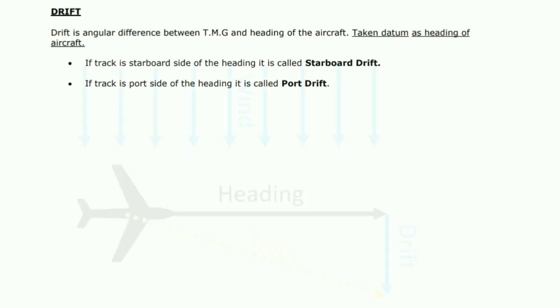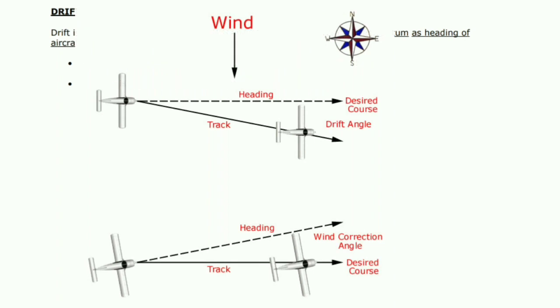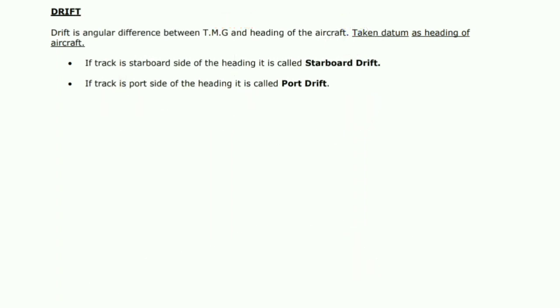Drift. Drift is the angular difference between track made good and the heading of the aircraft. Here we take the heading of the aircraft as datum. If the track is on the starboard side of the heading, it is called starboard drift. Starboard means right side. If the track is on the port side, then it is called port drift. So starboard is right: the track will be to the right of the heading, and port means the track will be to the left of the heading.